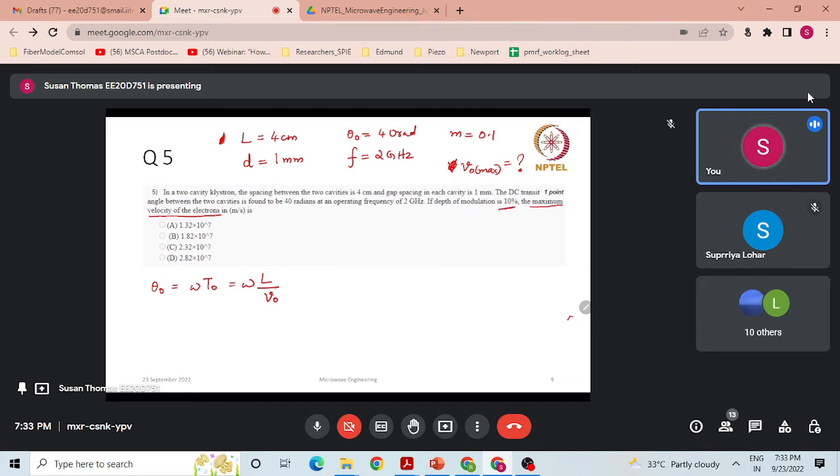Let us see how to solve this. We can use all the formulas which we already know. Theta naught is known to us. Theta naught is 40 is equal to omega, which is 2 pi f. f is 2 gigahertz, 2 into 10 power 9, into the length, which is the spacing between the two cavities. The spacing between the two cavities is given as 4 centimeter, so I can write it as 0.04 divided by V naught.